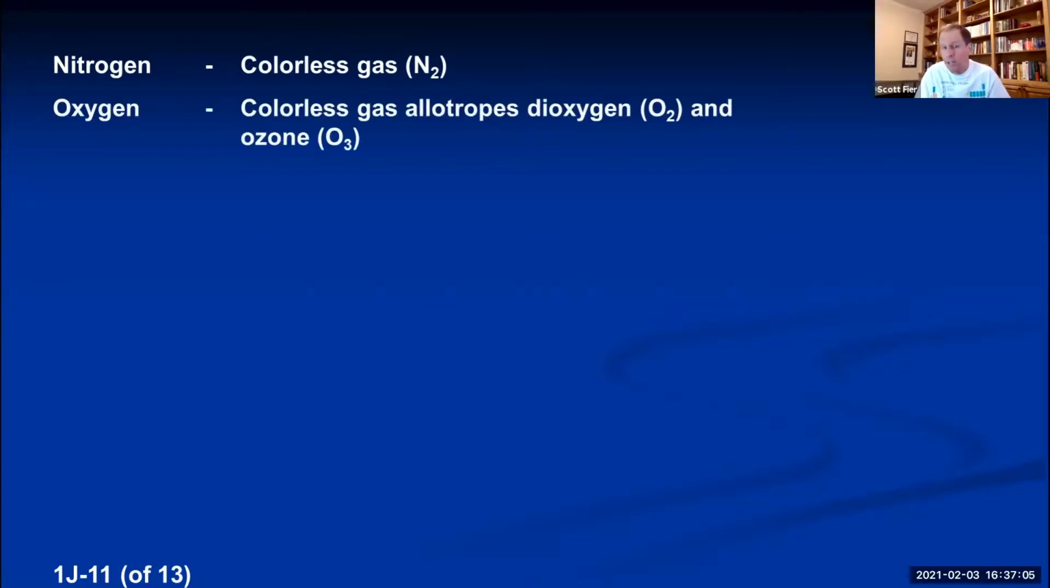Oxygen looks like nitrogen. It's a colorless gas as well, but something you may not have really realized is that there's actually 2 different allotropes of pure oxygen. There's the O2, which makes up a good deal of our atmosphere that we breathe to be able to live. There's another type of pure oxygen. It's 100% pure oxygen, but it's 3 oxygen atoms bonded together, and that's called ozone. Okay, so oxygen does have 2 allotropic forms.